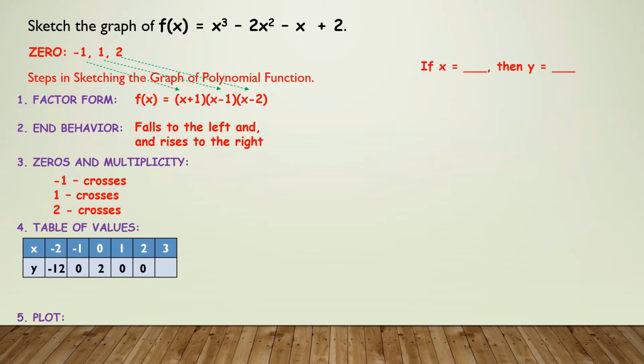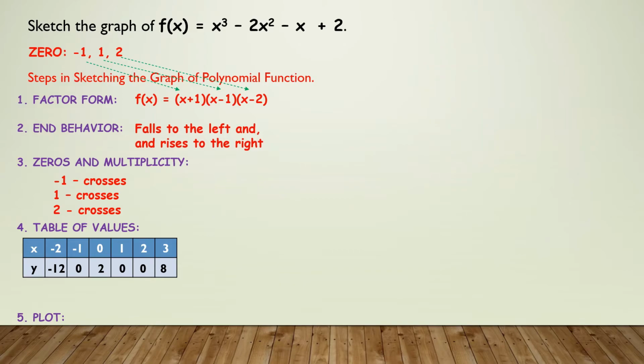Then we have if x is equal to positive 3. So if x is equal to positive 3, we will replace x with 3. So we will have y is equal to 3 plus 1 times 3 minus 1 times 3 minus 2. Y is equal to 4 times 2 times 1. That will give us 8. If x is equal to 3, then y is equal to 8.